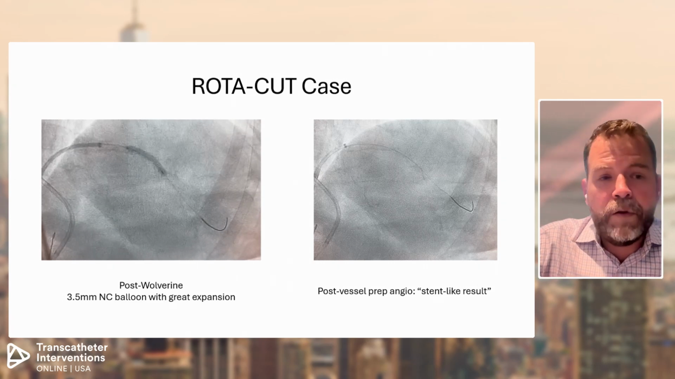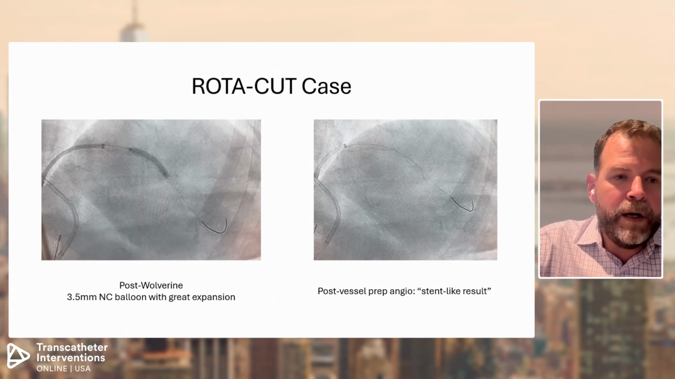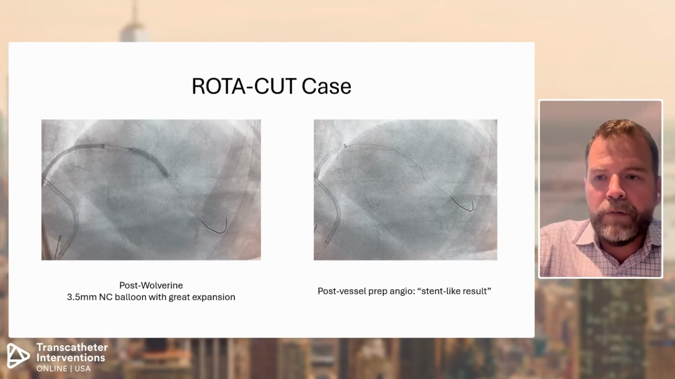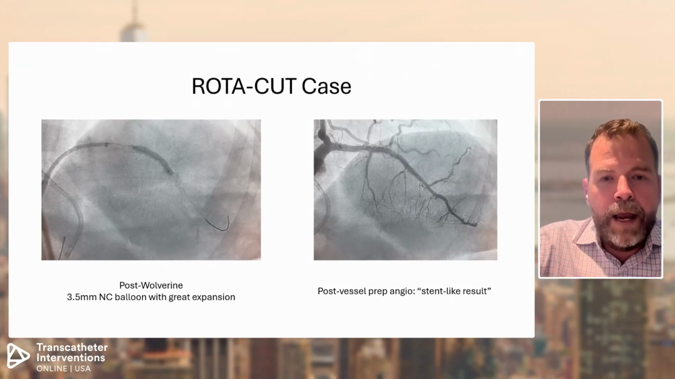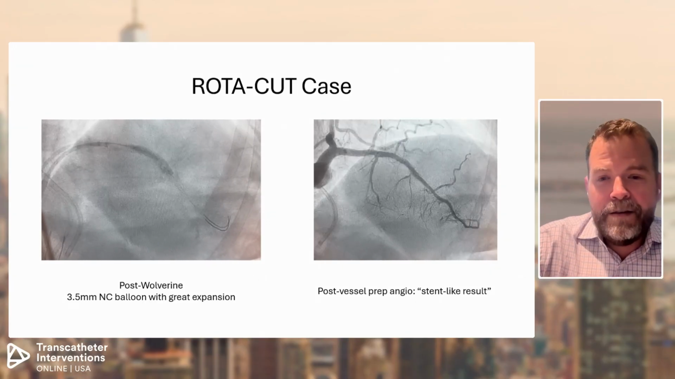So here is an NC balloon after that. I had to downsize 0.5 up here because it's a 4.0. Down here, I'm able to get to more of a 3.5 NC balloon to really spread those cracks further out. And what's pretty cool is this is a stent-like result. This looks pretty good.